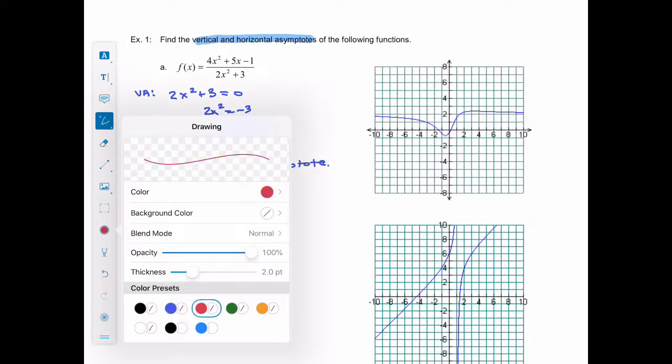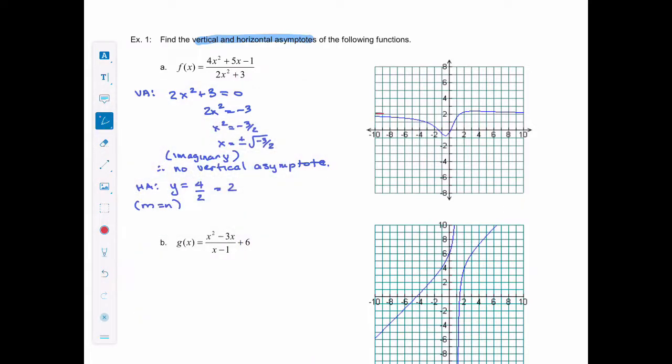I'm going to put that in before I forget. See if it matches our graph. And we can see that in this case, this is our horizontal asymptote where y is equal to 2. We can see that the function actually crosses the horizontal asymptote.